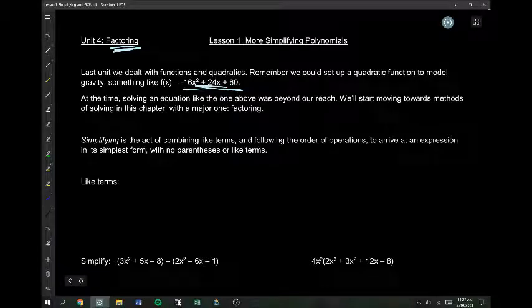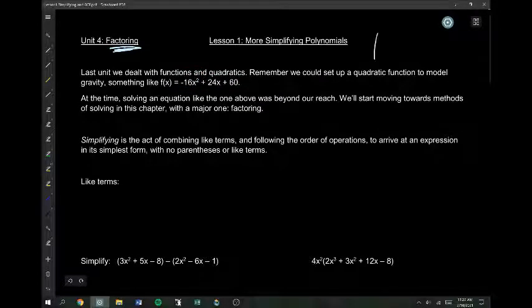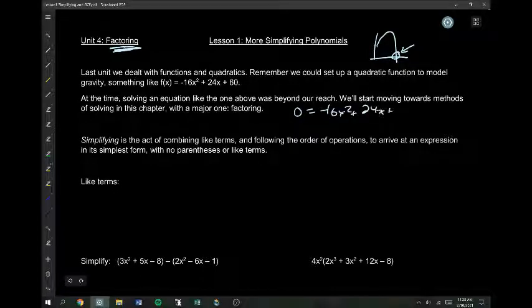And here's an example of a function that would model gravity. It would be a ball starting at 60 feet high in the air, falling 16 feet per second squared, and thrown upwards 24 feet per second to start. And that ball's flight path would look kind of like this. And finding this root is important, but difficult, because we would set our equation equal to 0, and that's a tough equation to solve.